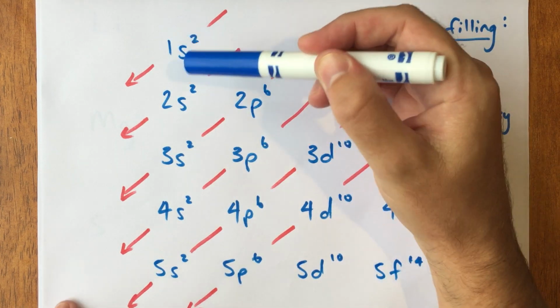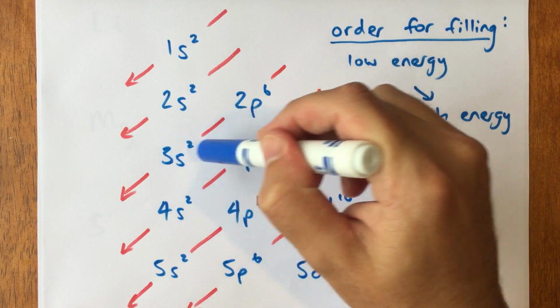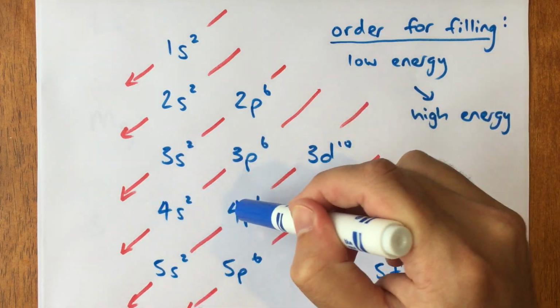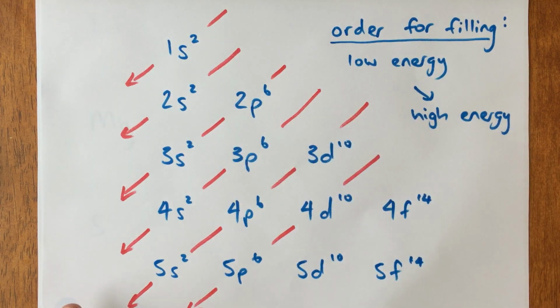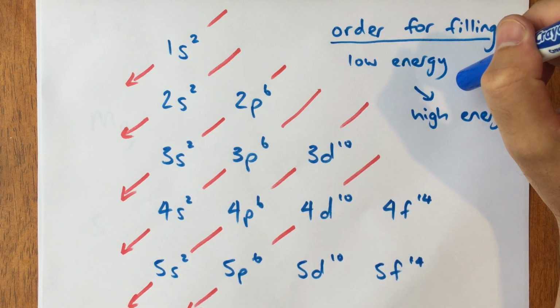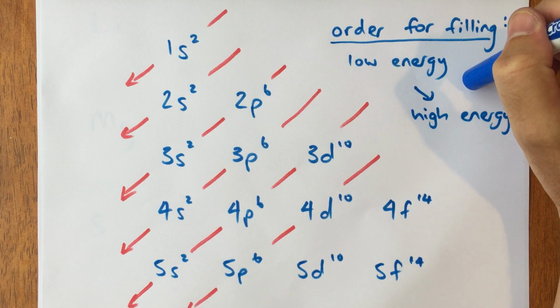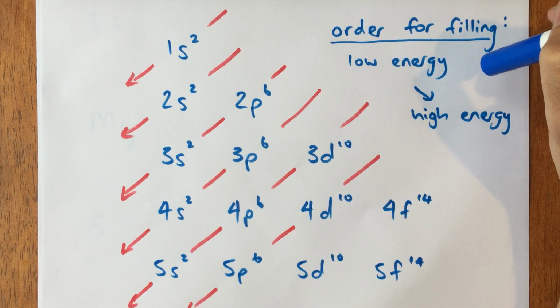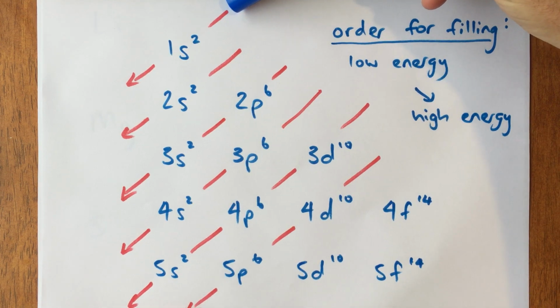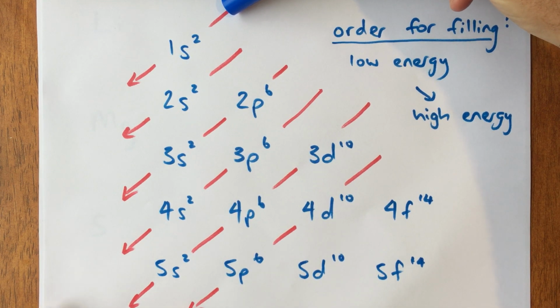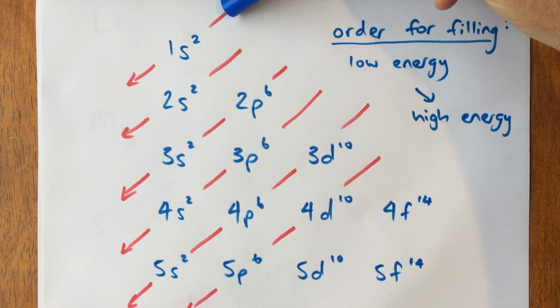But these energy levels are written in order of distance from the nucleus. 1s2 is the closest, then 2s2, then 2p6, then 3s2, 3p6, 3d10, 4s2, 4p6, 4d10, 4f14. That's the order in proximity in terms of distance. But we fill them in terms of energy. And so these red arrows tell us what order to fill them in terms of energy. So you start here and you follow each arrow starting from the left, moving to the bottom right there.